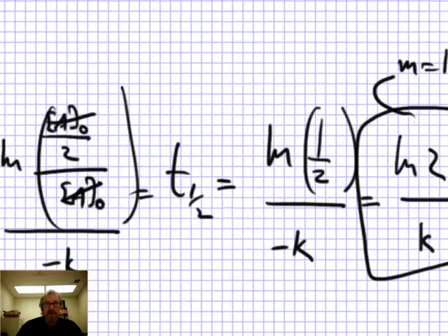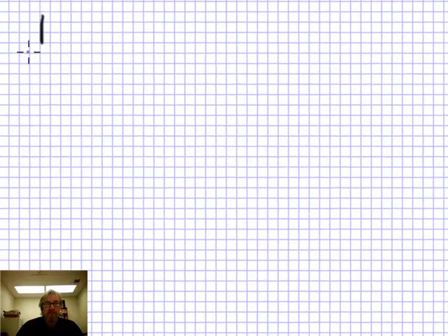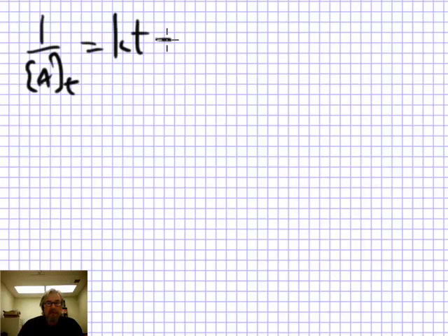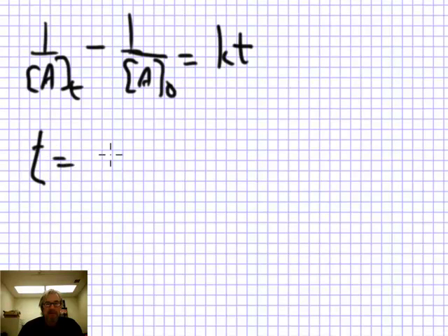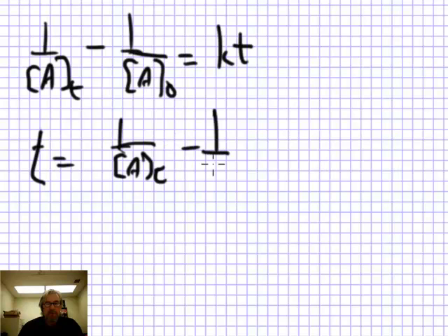Now let's look at second order. For a second-order reaction, 1 over A at time t is equal to positive kt plus 1 over the initial concentration. So I'm solving for t again, so I'll take 1 over A at time t and I'll subtract 1 over A at time naught. If I do that on the right-hand side as well, then I just end up with kt. So time is equal to 1 over concentration at time t minus 1 over the initial concentration, divided by k.